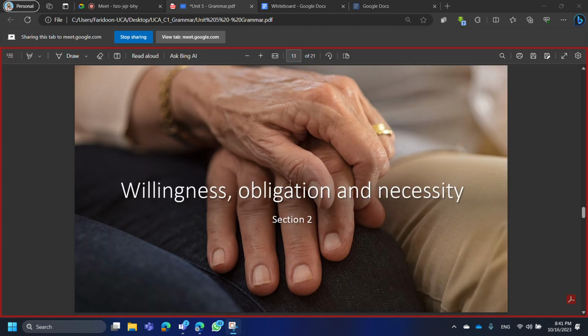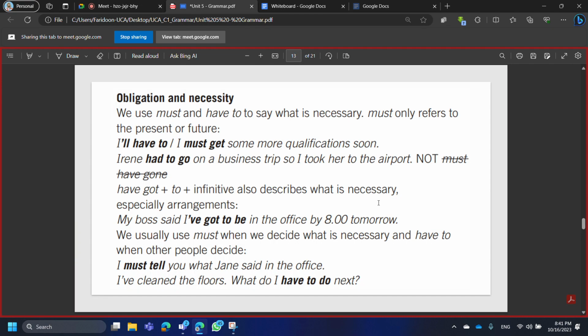So everyone, let's now continue with section number 2, which is about showing willingness in English, showing obligation in English, and showing necessity in English. Okay, so let's start with obligation and necessity itself. We are actually using must and have to, okay, to say what is necessary.